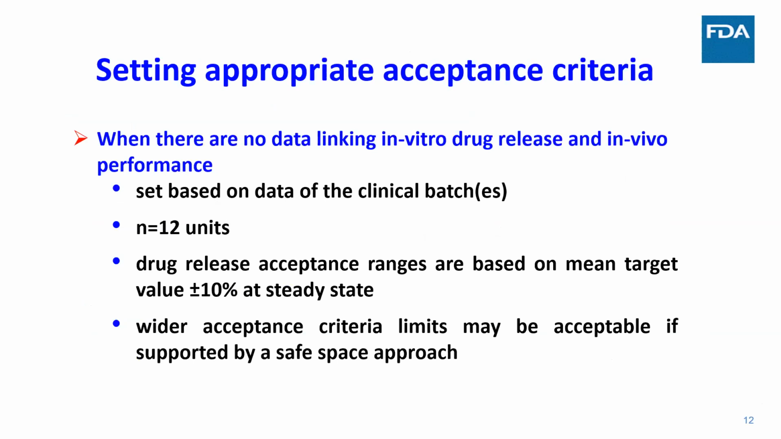So when there are no data linking in vitro drug release and in vivo performance, acceptance criteria should be set based on the data of the clinical batches of the proposed drug product. In vitro drug release data from 12 units of these batches should be used. In general, the drug release acceptance range is based on mean target value plus minus 10% at steady state, and wider acceptance criteria ranges may be acceptable if supported by a safe space approach.